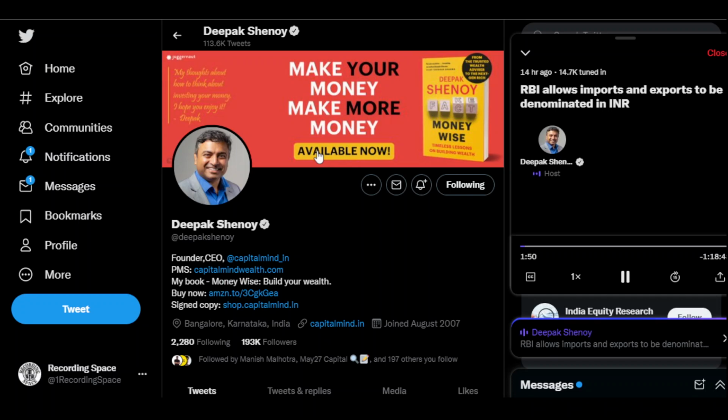The only agenda here is to explain what is happening with the RBI's recent circular that has just come out, where it talks about how they're freeing the rupee in a way that they haven't done before.